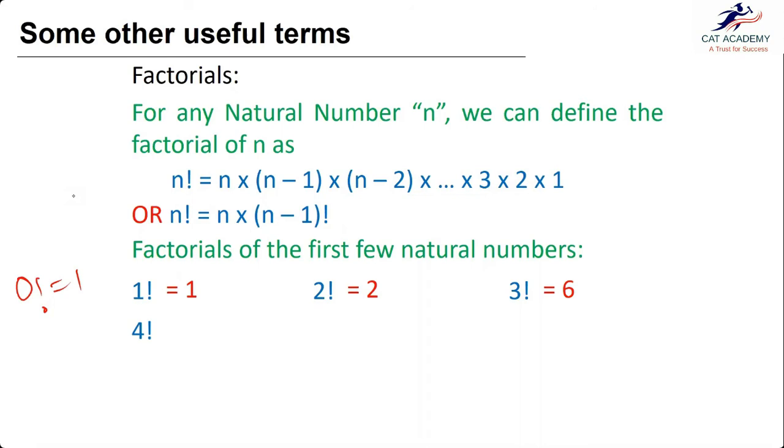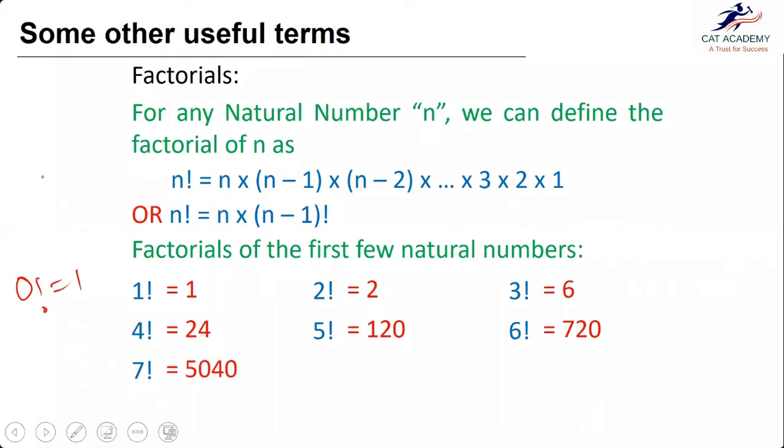4 factorial is 24, yes, 4 into 3 into 2 into 1, that's 24. 5 factorial is 120, we just calculated. 6 factorial will be 6 into 120, that is 720, yes, very good. 7 factorial, can you tell me? That is 720 into 7. 720 into 7, that's 7 factorial, that is 5040. Check.